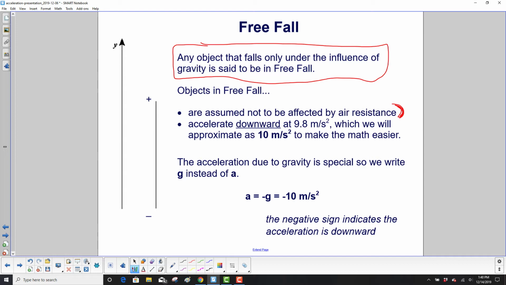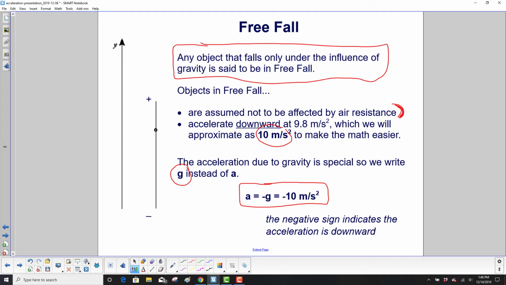These objects accelerate downward, at least on the planet Earth, at 9.8 meters per second squared. We'll approximate that as 10 meters per second squared to make the math easier. The acceleration due to gravity is very special, so we have a special letter for it. We'll call it little g, g for gravity. So the acceleration due to gravity is a negative g, negative 10 meters per second squared.